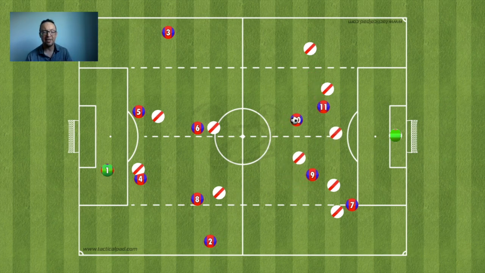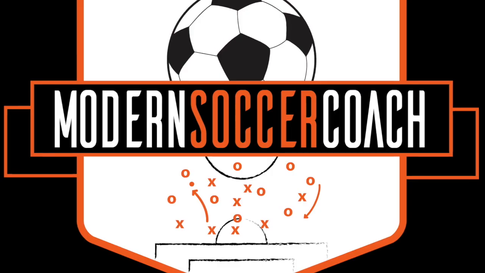Now you have that attacker facing forward with support. That opens again with numbers on the edge of the box. That makes it really, really difficult for Peru to defend against. And on another day, they could have scored 2 or 3 goals, I think.